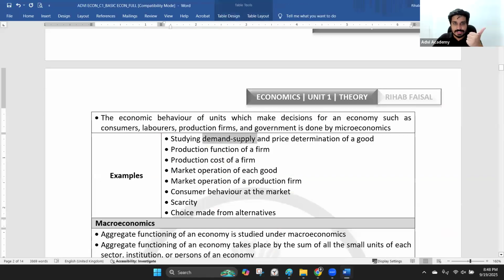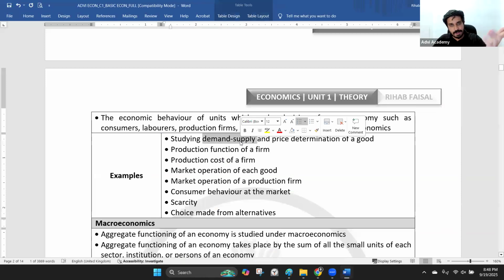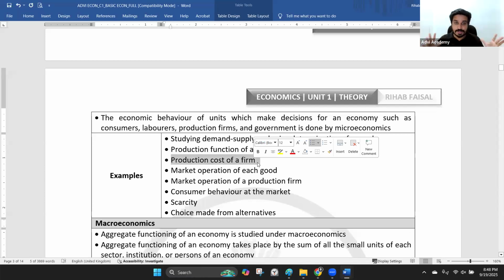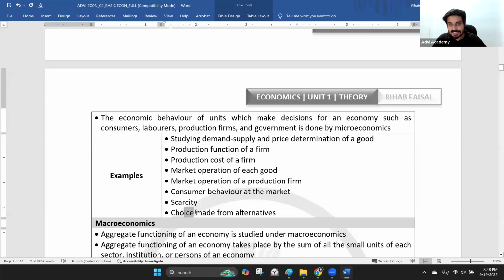For example, demand and supply. For one product, there can be demand, there can be supply. We'll talk about this in chapter 2. Then we can talk about production costs and different types of production, which is actually covered in chapter 4. Then we talk about consumer behavior, how consumers behave in the market. Scarcity is in chapter 1, choices in chapter 1. So these are some of the popular examples for microeconomics.